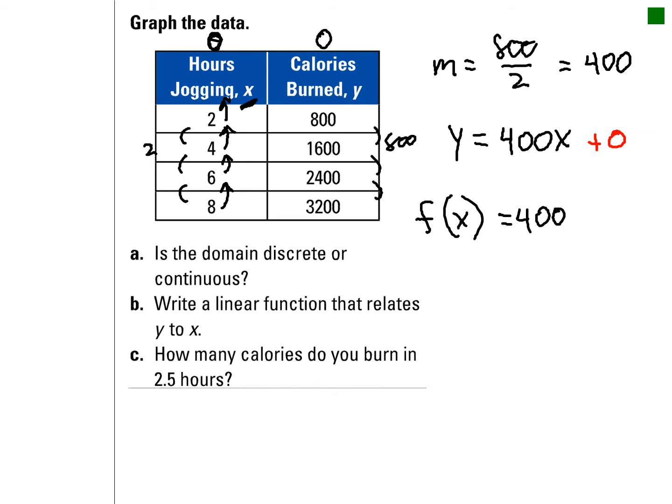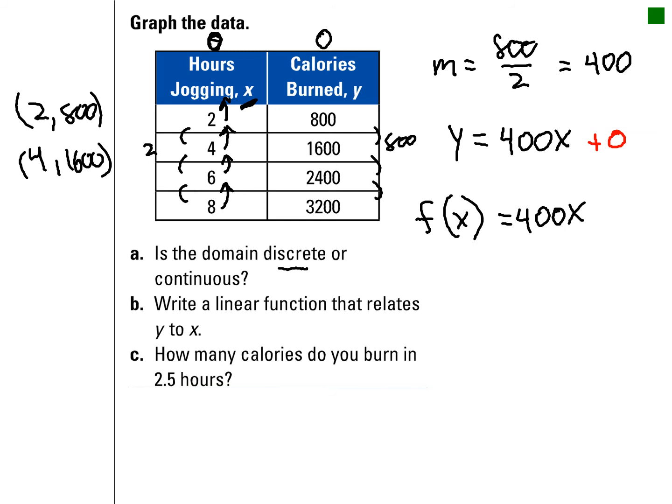Now, there's a question in here about discrete or continuous. We didn't talk much about this in class. Here we have individual points, the point 2, 800, and 4, 1600, and so on. We're skipping from point to point, and that does make us think that this could be discrete. Discrete means point to point. Continuous gives us the idea of the line.